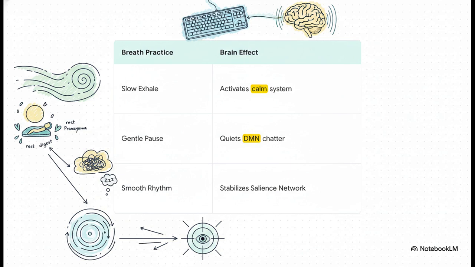Next is pranayama, or breath regulation. Okay, this is like having a direct keyboard to your nervous system. A slow, extended exhale, that's a direct command to activate your rest and digest system. That gentle, natural pause after you exhale literally quiets the DMN's mental chatter. And a smooth, even rhythm helps stabilize that all-important salience network, which improves your focus.